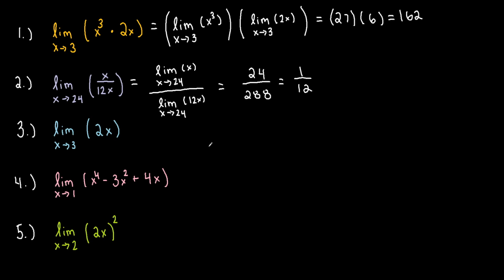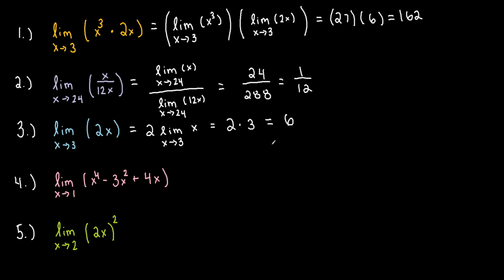Now let's do the third limit. So we have the limit of 2x as x approaches 3. And according to the constant multiple rule, if there is a constant in front of our function, then we can factor it out and multiply with the limit. So we have 2 times the limit of x as x approaches 3. And this will equal 2 times 3, since we use direct substitution to plug in the 3 into the function. And this will give us 6.